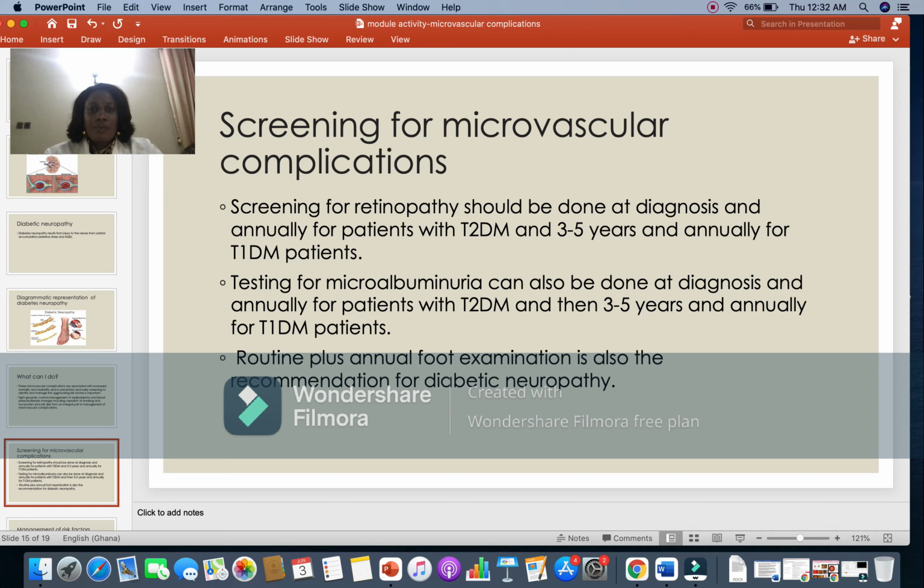Screening. Screening for retinopathy should be done at diagnosis and annually for patients with type 2 diabetes, and at 3 to 5 years and annually for patients with type 1 diabetes. Testing for microalbuminuria can also be done at diagnosis and annually for patients with type 2 diabetes, and then at 3 to 5 years and annually for type 1 diabetic patients. Routine and annual foot examination is also recommended as a screening modality for diabetic neuropathy.